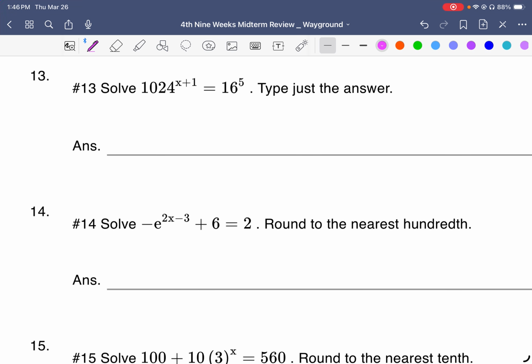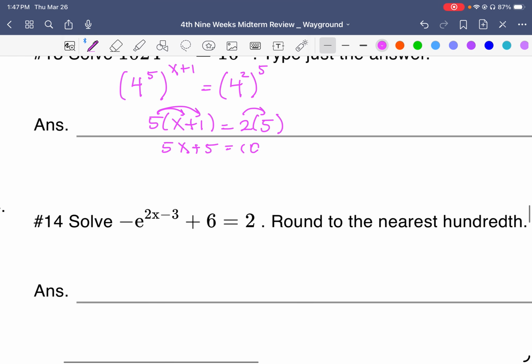So I can rewrite 1024 as 4 to the power of 5. However, it is still being raised to the power of x plus 1. And 16 can be rewritten as 4 squared, and it is already raised to the power of 5. Now that we have the common base of 4, you can kind of just ignore them, and all you're going to focus on is setting the exponents equal to each other. So we have 5 times x plus 1 equals 2 times 5. We're going to distribute, and you're going to get 5x plus 5 equals 10.